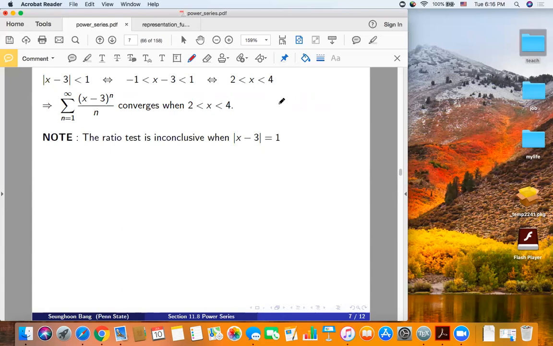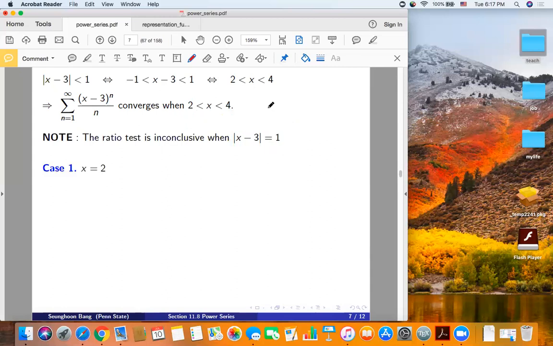The ratio test is inconclusive when the absolute value of x minus 3 is equal to 1. Remember, the limit value is exactly 1. So this case is inconclusive. So what x values satisfy this? X is 2 and 4, exactly the endpoints. So what does it mean? You have to check whether the power series converges or diverges at the endpoints 2 and 4.